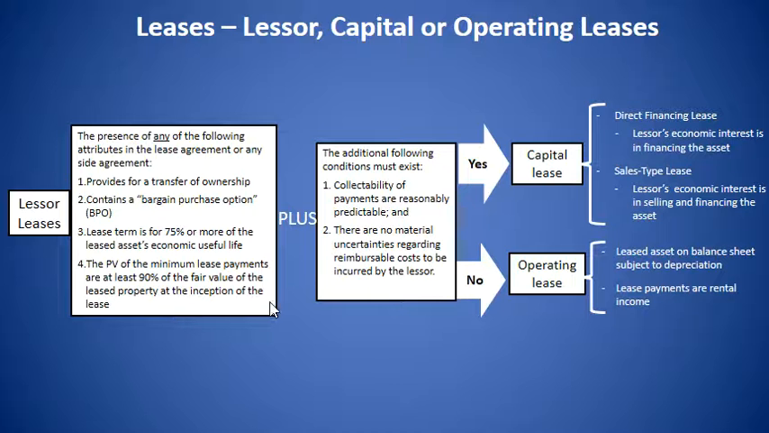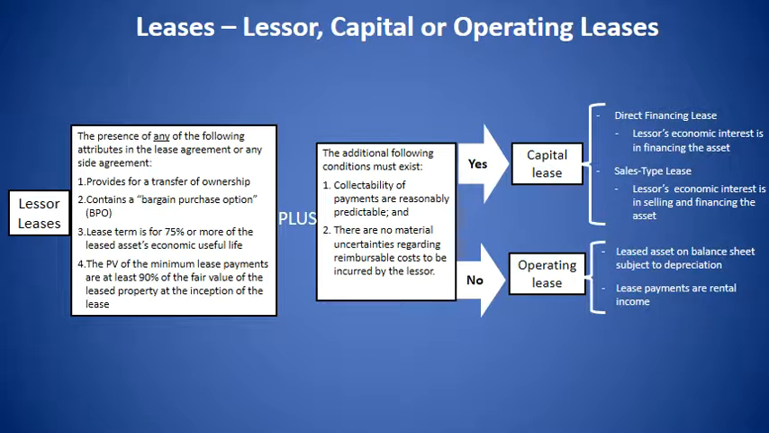However, the lessor must also ensure that the lease meets the additional two following criteria in order to be a capital lease. Number one, the collectibility of the payments are reasonably predictable, and number two, there are no material uncertainties regarding reimbursable costs to be incurred by the lessor. So in this case, if at least one of the four criteria are met initially and then the other two criteria are met, the lease then would be considered to be a capital lease.